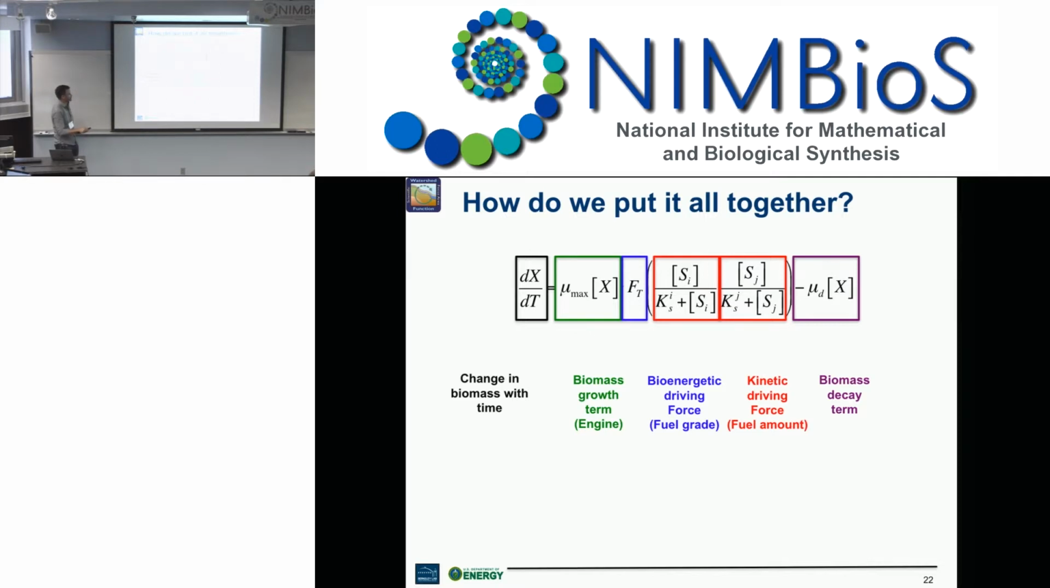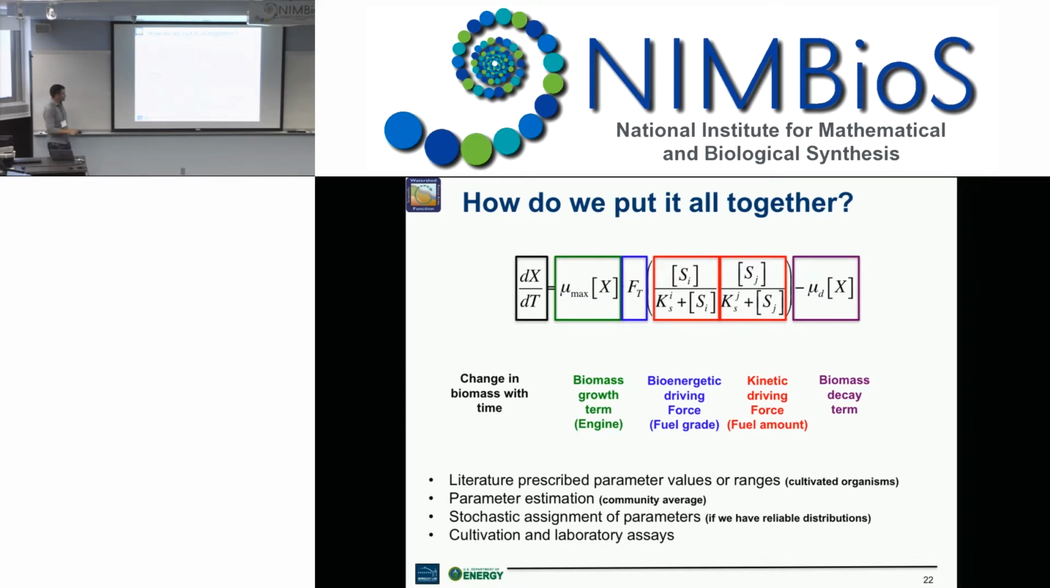Then there's the kinetic driving force, how much fuel can the organism take in. So this is Michaelis-Menten, this is your Km. And then a biomass decay term. So this is effectively a dual Monod with a thermodynamic constraint.